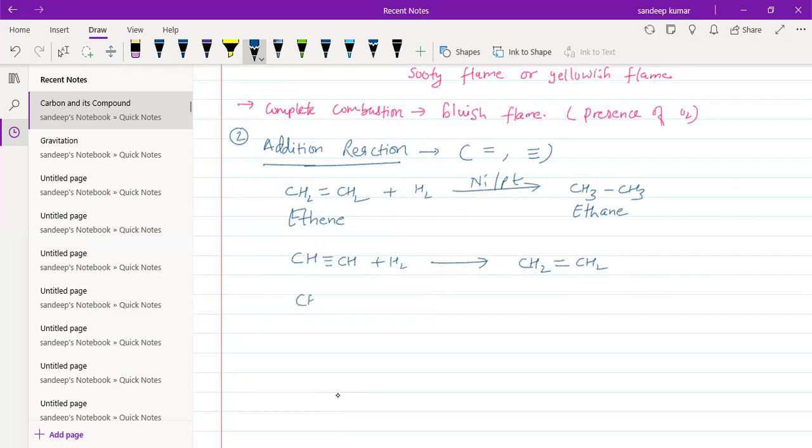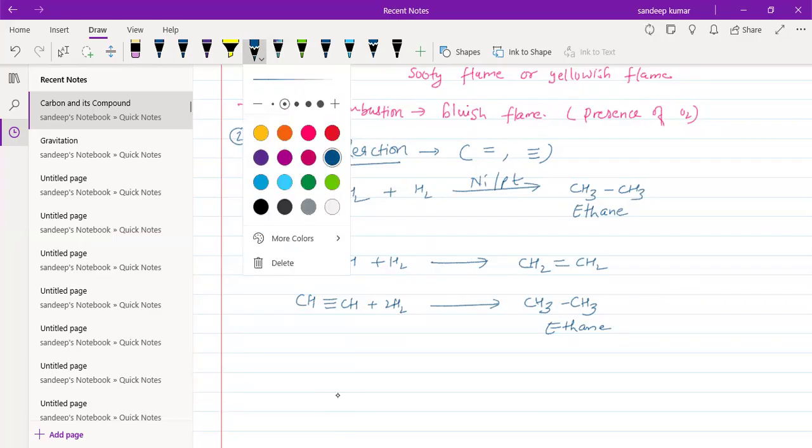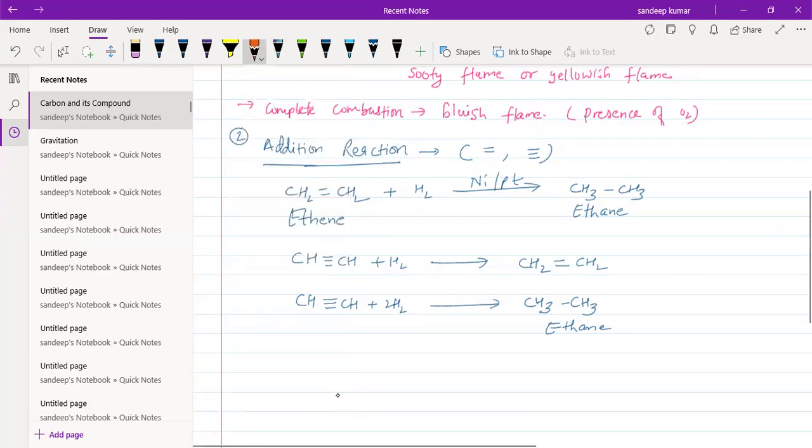And if you take CH triple bond CH and react with two molecules of hydrogen, two hydrogen comes here, two hydrogen comes here. So it will form what? Ethane, CH3 single bond CH3. What is this? This is ethine, CH triple bond CH. Ethine changed into ethene.